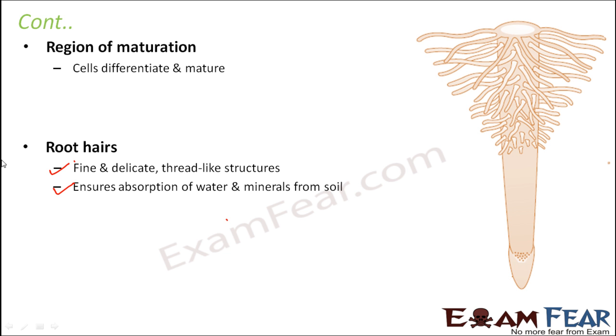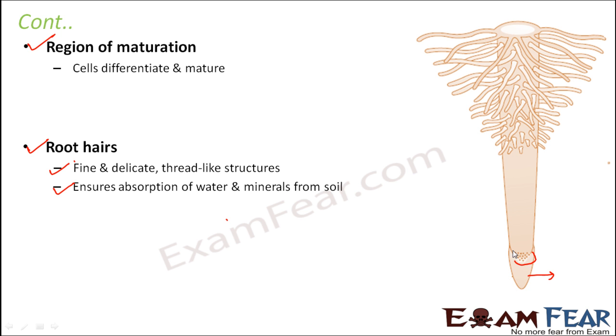So these 5 are the most important parts of the root, which together perform so many functions. So let us have a quick recap. This is the root cap, which is just for the sake of protection of the root tip, because the root tip is the place where so many plant hormones are produced. So the root tip needs to be protected. So root cap ensures that protection.